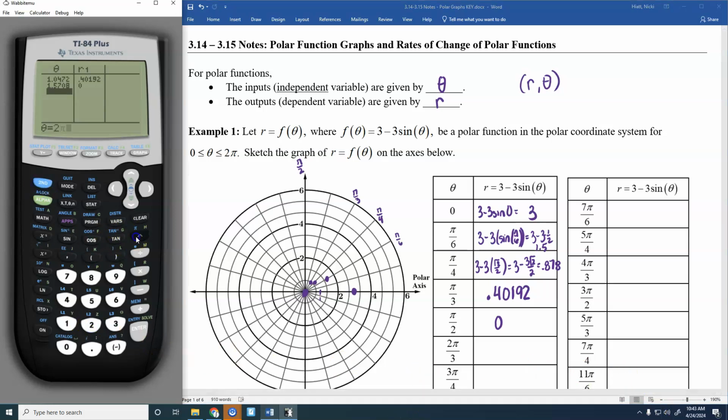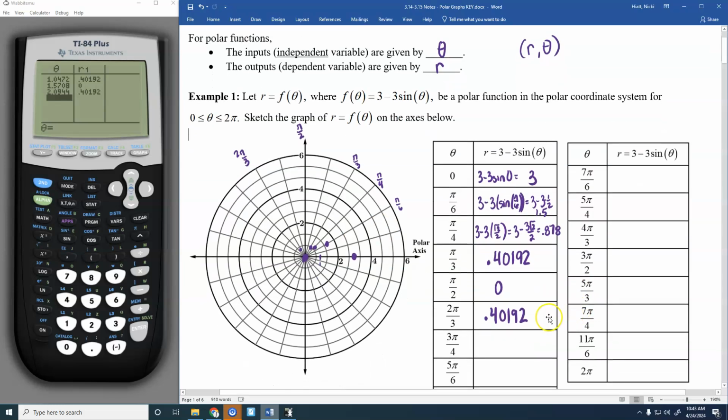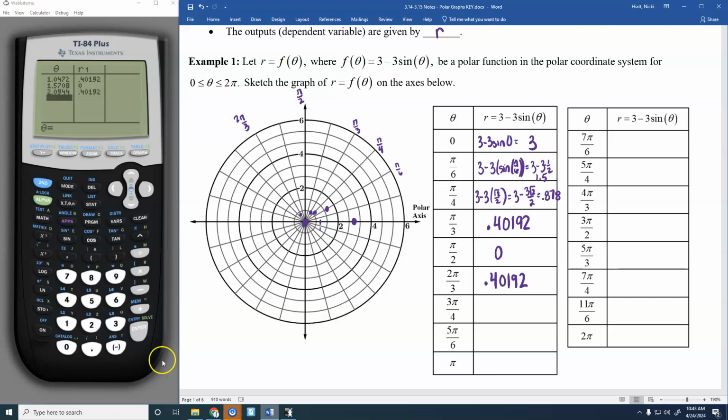2 pi over 3 is going to give us 0.40192. So 2 pi over 3, and that's going to be like here. I bet we're going to see the pattern happen. I bet the next one's 0.878. So 3 pi over 4 at 0.878. In fact, I'm pretty sure this is going to go 0.878, 1.5, and then back to 3 right there.